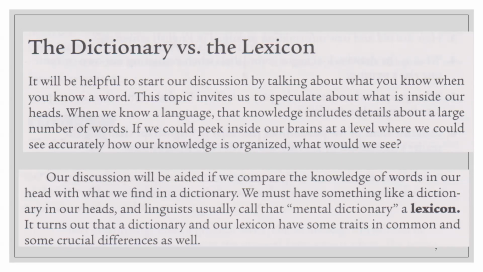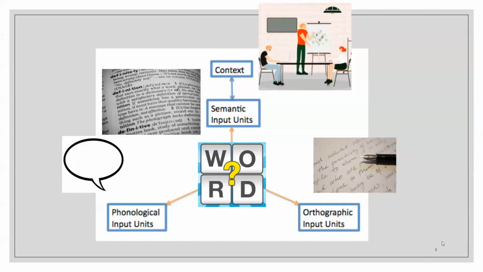The dictionary, Webster's dictionary or the Oxford dictionary, those are going to be very different than what's in our head. Some things in common, yes, but a lot of differences. So again, when you have stored a word in your brain, it's going to be connected with all of those aspects we already talked about.